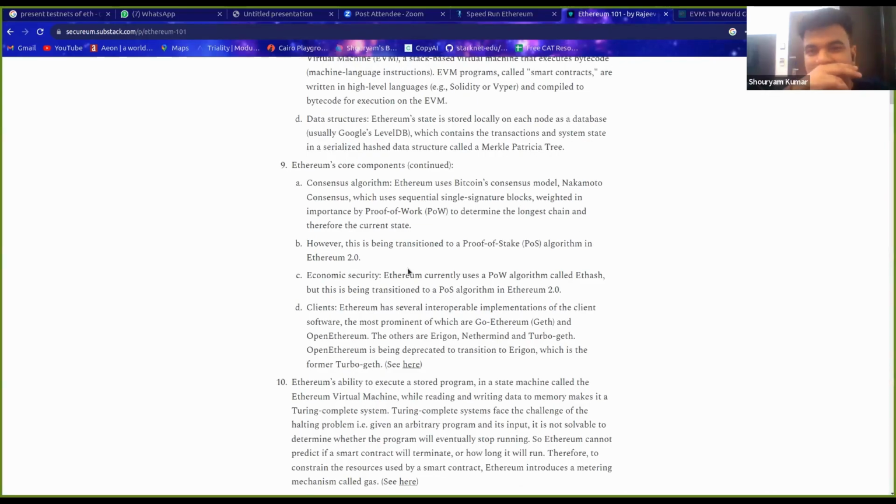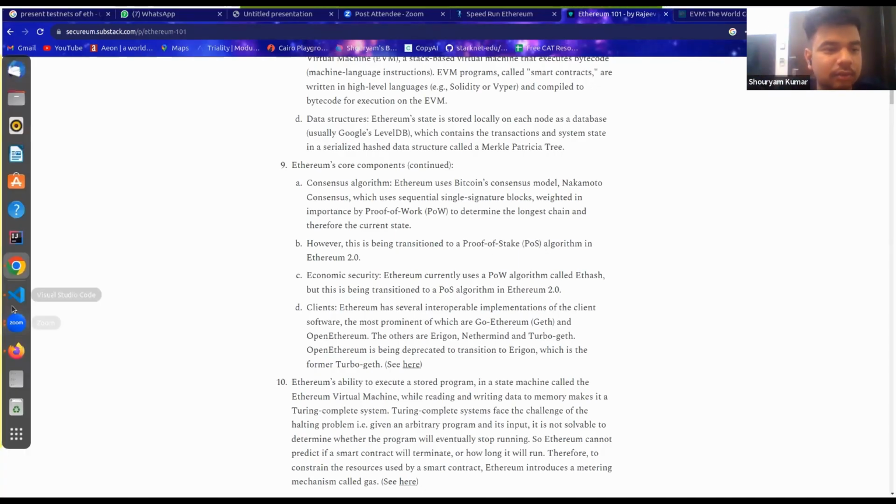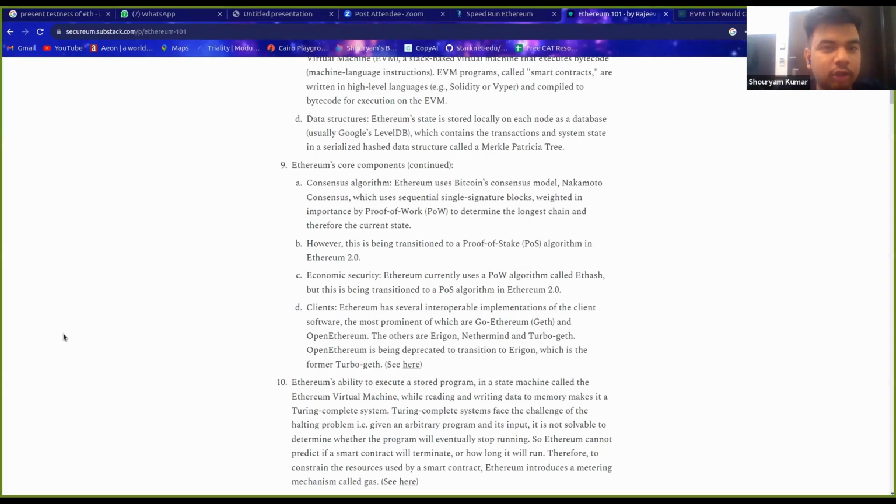Now, there are a few core components for Ethereum. The first one is the consensus algorithm. So what is consensus? If anybody would like to attempt, they can just unmute themselves or raise their hand. You can just unmute yourself and start speaking.